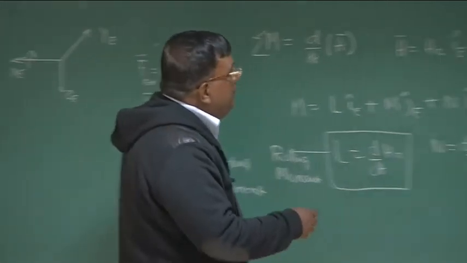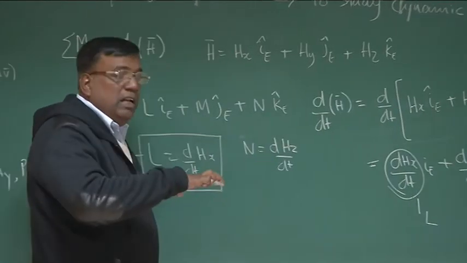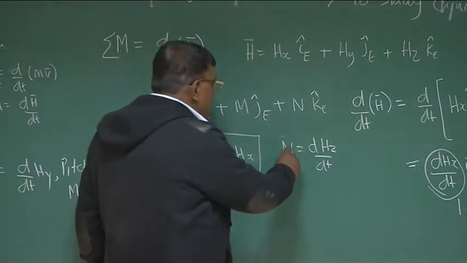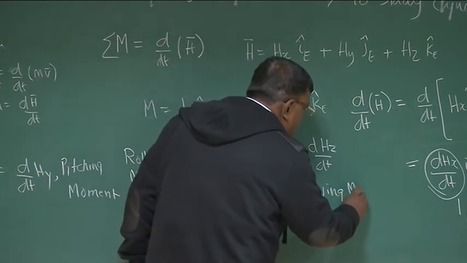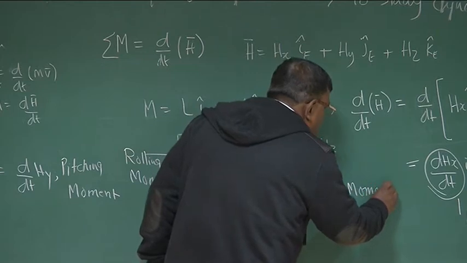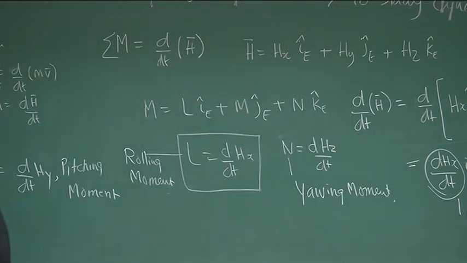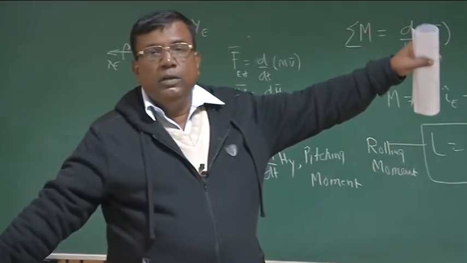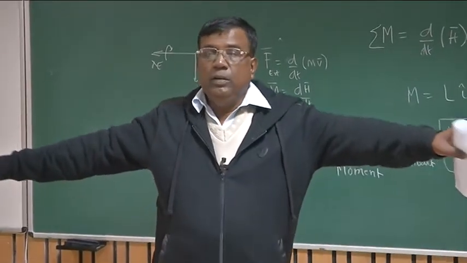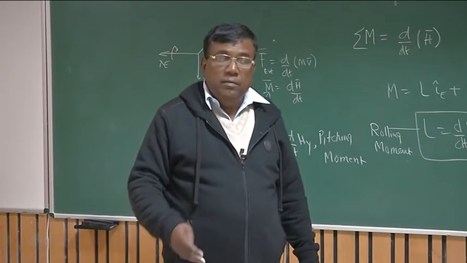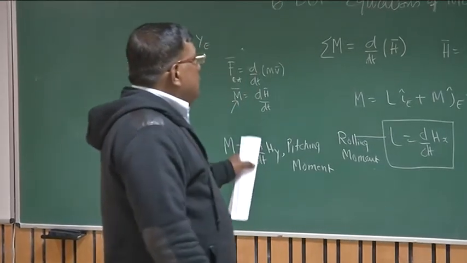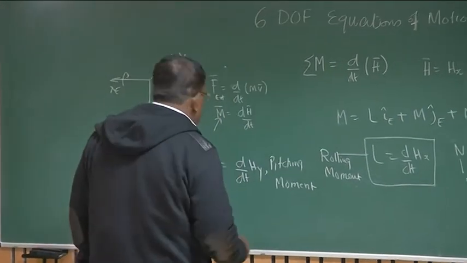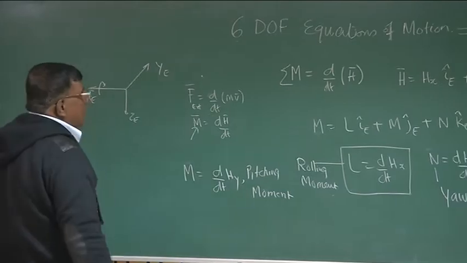Similarly N is rotation about the z axis. So this is nothing but yawing moment. By now you are smarter, you know rolling moment is positive when the right wing goes down, yawing moment is positive when the right wing goes back, and pitching moment is positive when the nose goes up. All these things we have clearly understood. So this is the component, and let us see what is the next step.